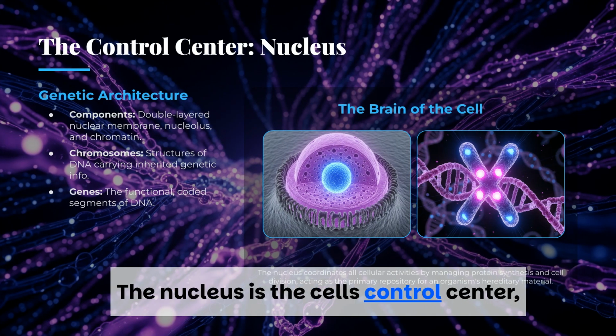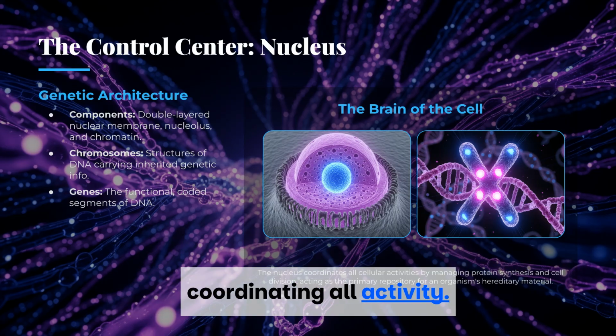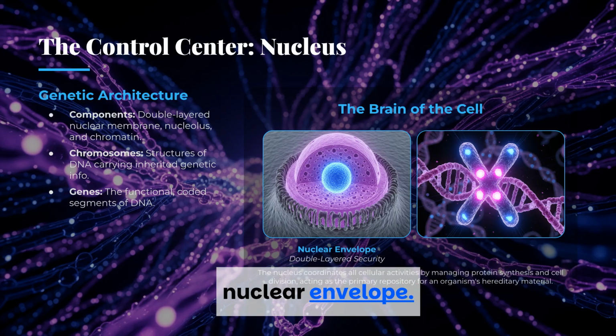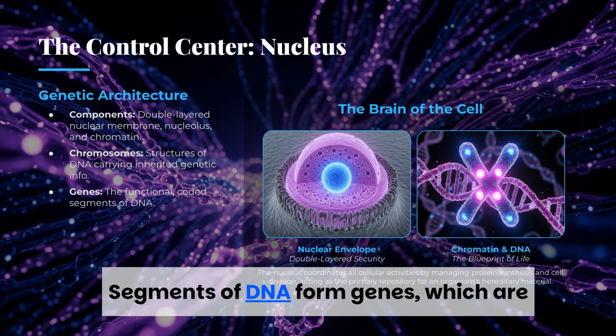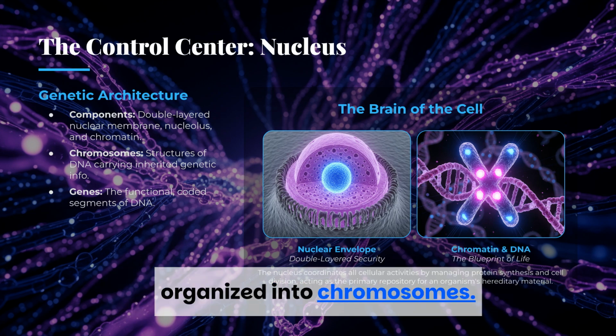The nucleus is the cell's control center, coordinating all activity. It is protected by a double-layered nuclear envelope. Inside, chromatin and DNA hold the genetic blueprint. Segments of DNA form genes, which are organized into chromosomes.